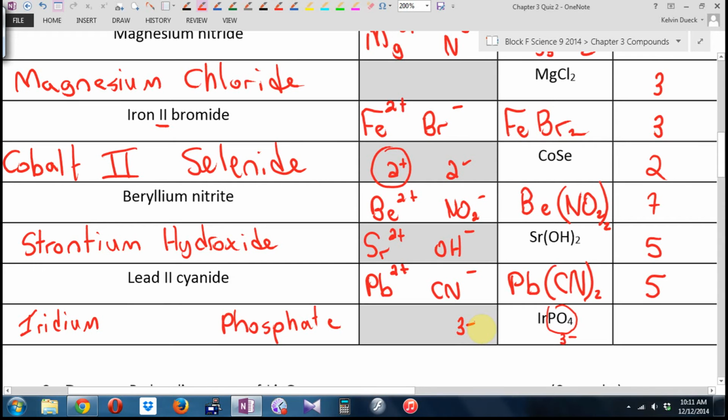For this to balance, what does the total positive charge have to be? Has to be 3 plus. How many iridiums do I have in this formula? Just 1. So that 1 has to have a charge of 3 plus. And I have a total of 1, 4, again, 5 atoms.